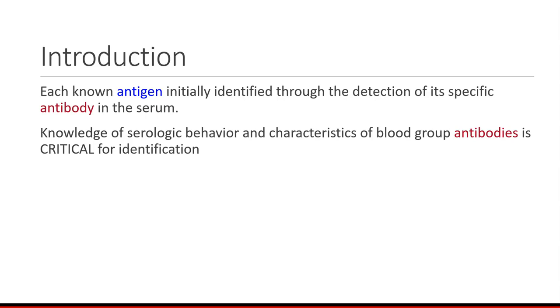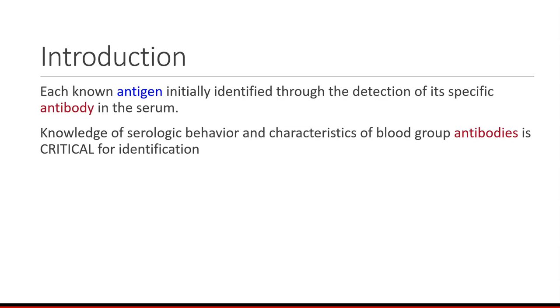Each known blood group antigen was initially identified through the detection of its specific antibody in the serum of a patient. And that's how a lot of these blood group systems got their names. The knowledge of the serological behavior and characteristics of these blood group antibodies is critical for identification.